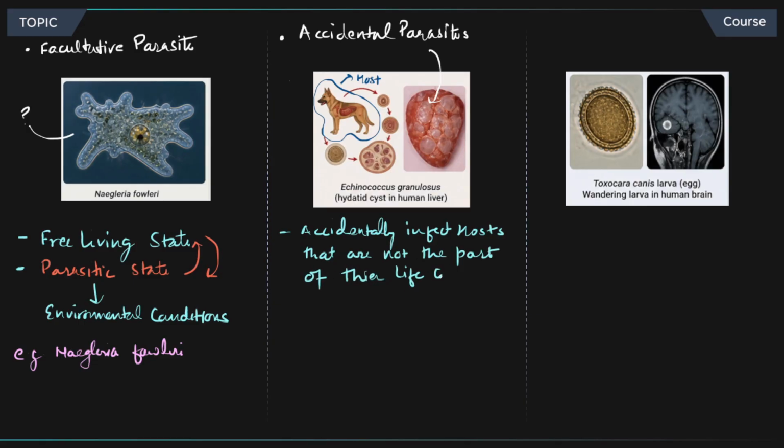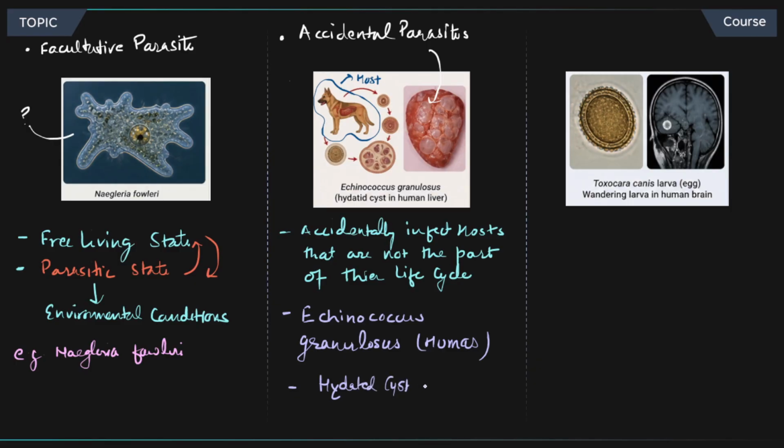So it's going to infect a host which is not the natural host, and then it can cause infection over there. Example is Echinococcus granulosus, and it can cause accidental parasitic infections in humans, which is hydatid cyst in the liver. So the liver is basically the target organ. Because of this parasite, our liver can get damaged. As you can see over here, you can see structures in this image. That's the damage happening to the human liver because of this particular parasite, right? So this is known as accidental parasite.